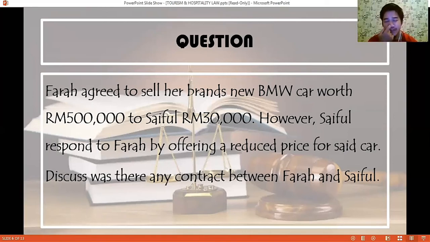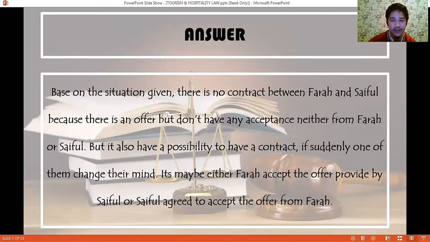So I would like to answer this question. Question number 2. Question is, Farah agreed to sell a brand new BMW car worth 500,000 ringgit to Saiful with 30,000. However, Saiful responded to Farah by offering a reduced price for said car. Discuss, was there any contract between Farah and Saiful?